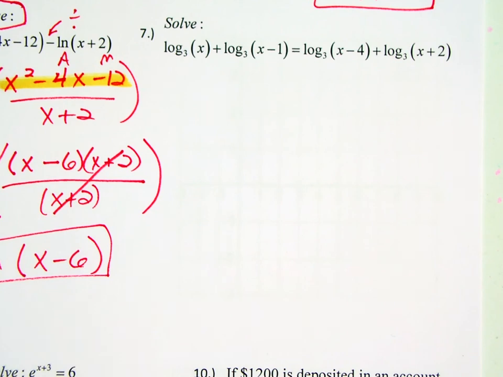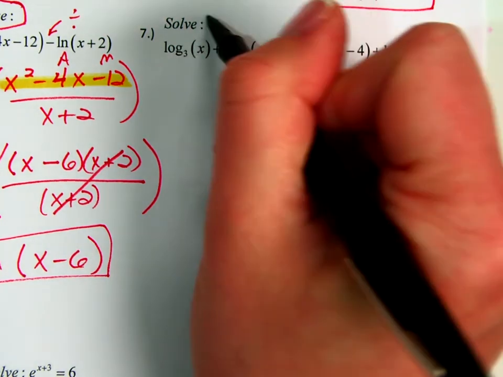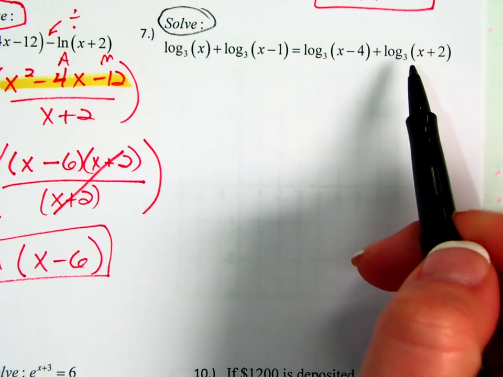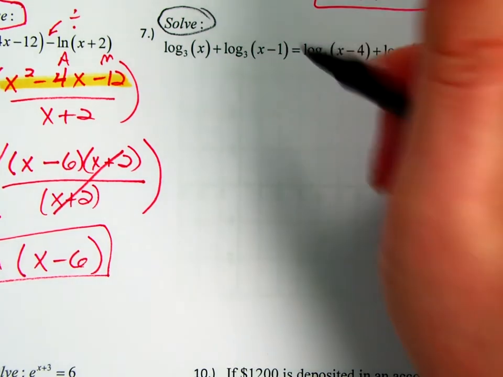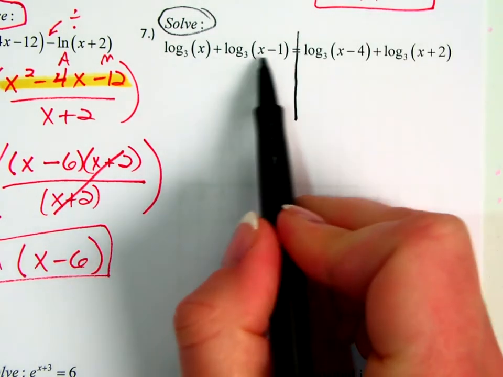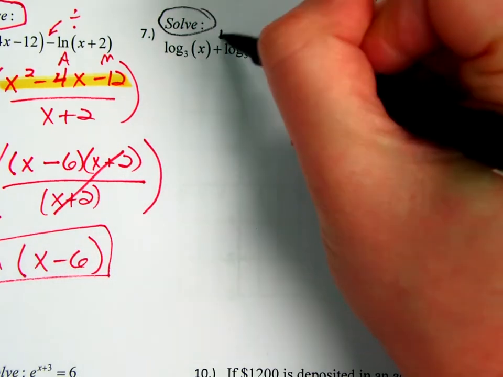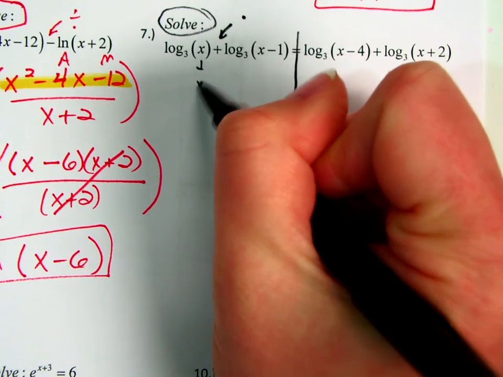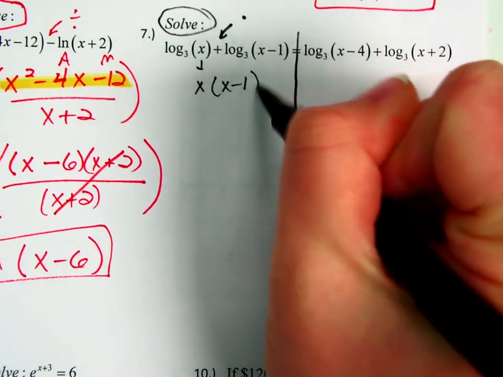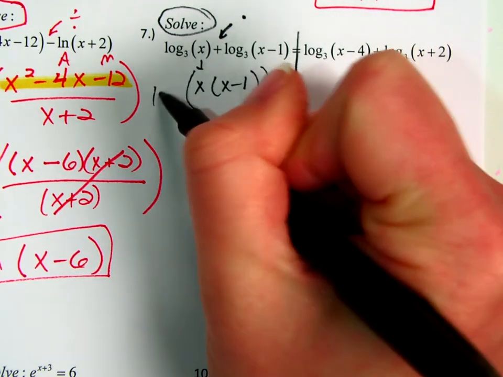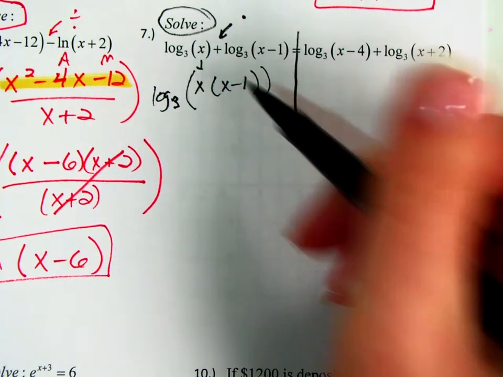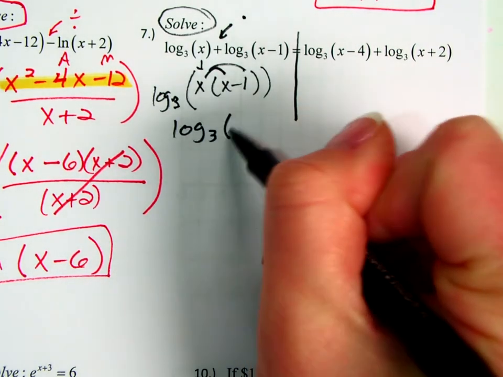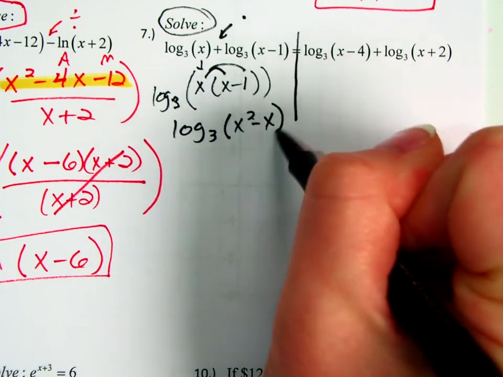All right, number 7. This one is asking us to solve. Well, my issue right now with solving is that there's a lot of logs here. So if I'm going to solve this, I need to condense down to get just one log on each side. So let's just focus on the left. Since there's addition between them, that means we're going to be multiplying. So we're really taking x and we're multiplying it by x minus 1. And all of that is in log base 3. So then we can go ahead and distribute, and we get log base 3 of x squared minus x on the one side.